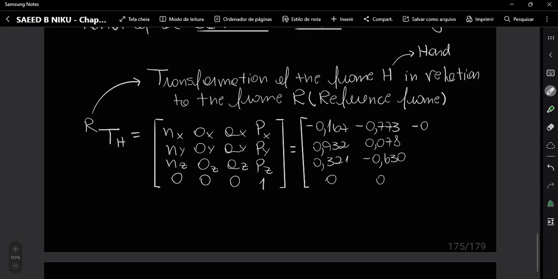Minus 0.612, minus 0.354, 0.707, 0, and now 7, 2, 6, and 1.